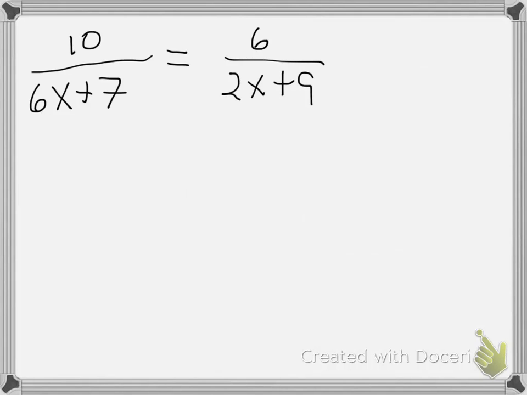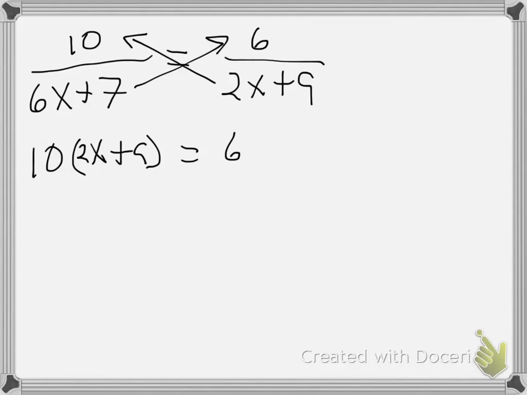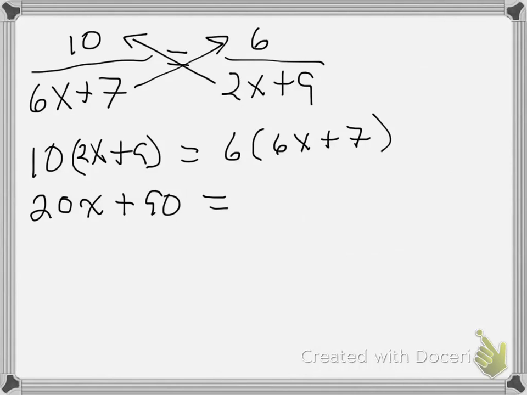Let's take a look at 10 over 6x plus 7, and that equals 6 over 2x plus 9. And again, we got a proportion here, so let's set up and cross multiply. We got 10 times 2x plus 9 equals 6 times 6x plus 7. Do the distribution, and we get 20x plus 90, and that equals 36x plus 42.